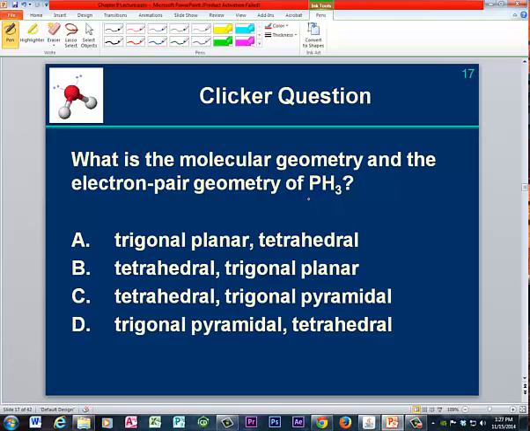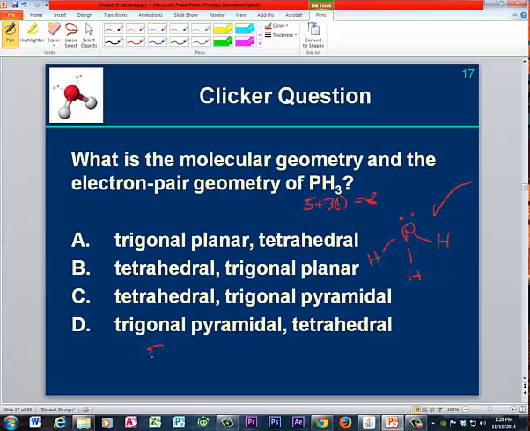So phosphorus has 5 valence electrons. There's 3 hydrogens, so that's 3 times 1, 5 plus 3, 8 valence electrons. That's going to put phosphorus here. I'm going to have hydrogen and hydrogen. Go ahead and put the bonds on them. Hydrogen. And there's a non-bonding pair of electrons. Phosphorus has 8. Each hydrogen has 2. 2, 4, 6, 8. Done. There's my Lewis structure. Count the things around the central atom. I've got 1, 2, 3, 4 things around the central atom.